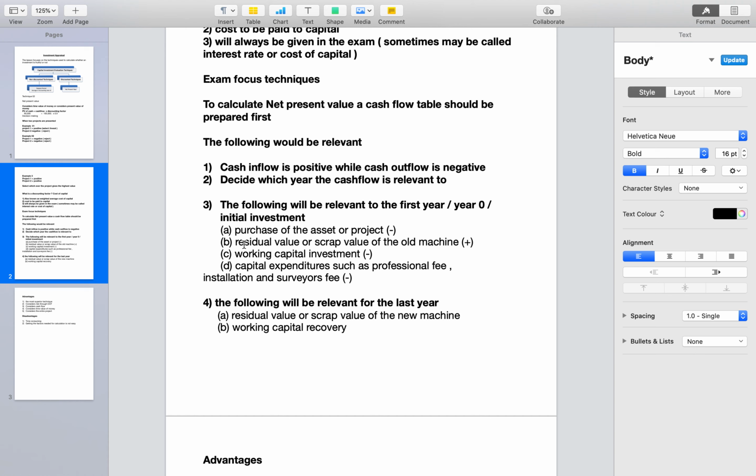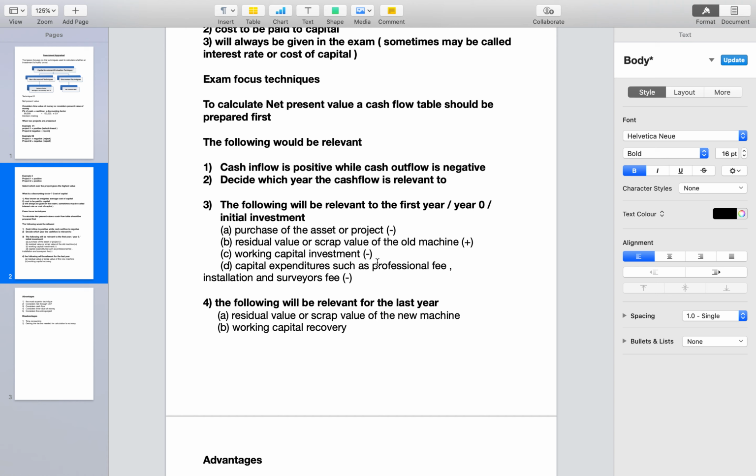Second one, residual value or scrap value of the old machine. Now let's assume the question is about buying a new machine. When you buy a new machine, buying happens in year 0, so you mark that as negative. Now when you buy the new machine, you don't need to keep the old machine, you can sell that. So the selling also will happen in year 0. When you sell the asset, money comes into the business, so therefore the answer is positive, right?